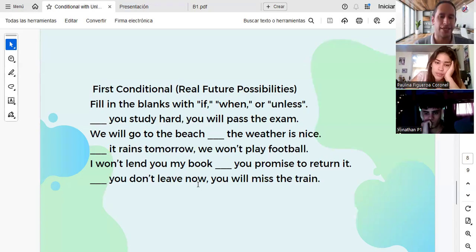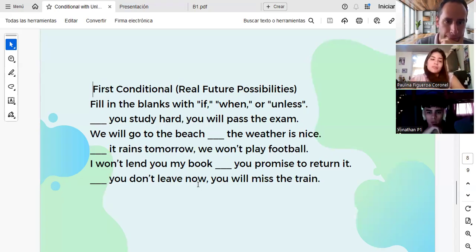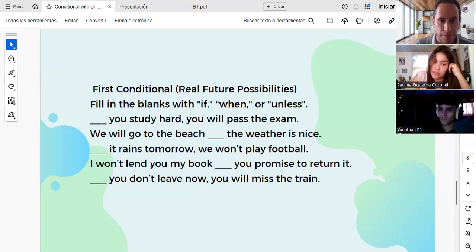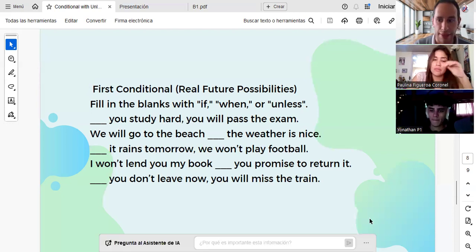Well done. Jonathan, next one. If you don't leave now, you will miss the train. Okay, that was awesome, Jonathan. On fire. Well done. Paulina, do you understand when to use unless? Unless means aunque o a menos que. A menos que, with a negative sense, right? So look, here we have the main clause and then we have the if clause. We change the order. So look that the result of this condition is negative. So we use unless. Okay, thank you so much.